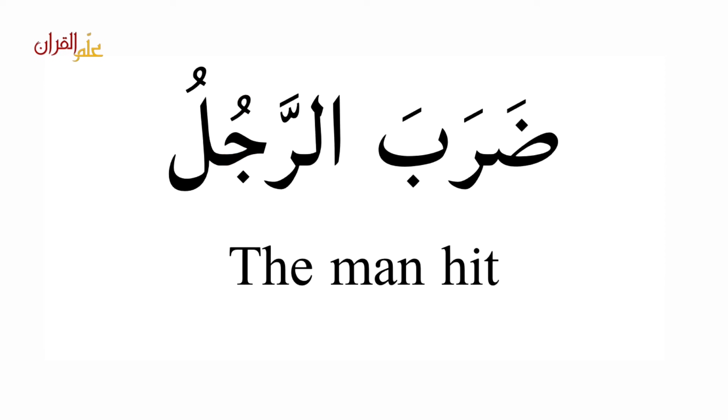ضرب الرجل. The man hit. So who is doing the hitting? الرجل. So that's why it is fa'il. It has ضمة. So ضرب is fi'l, الرجل is fa'il. And it gets only one ضمة because it has alif lam. And we know when the word gets alif lam, it will have one haraka.